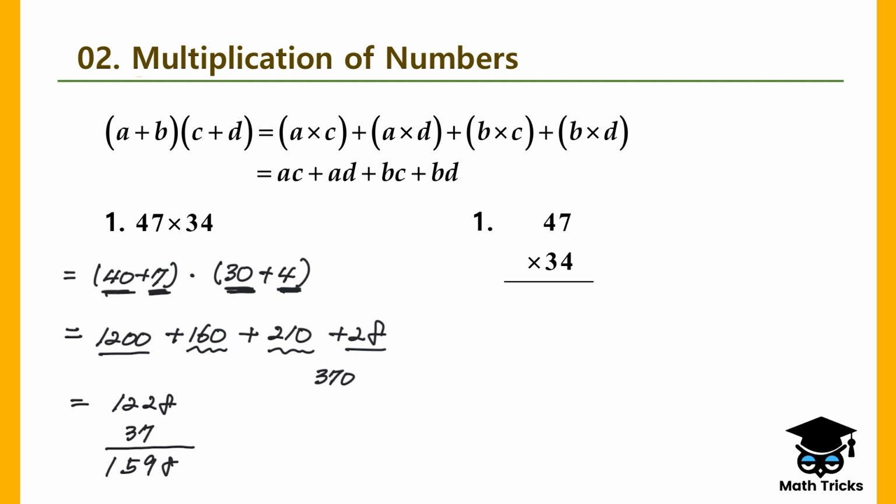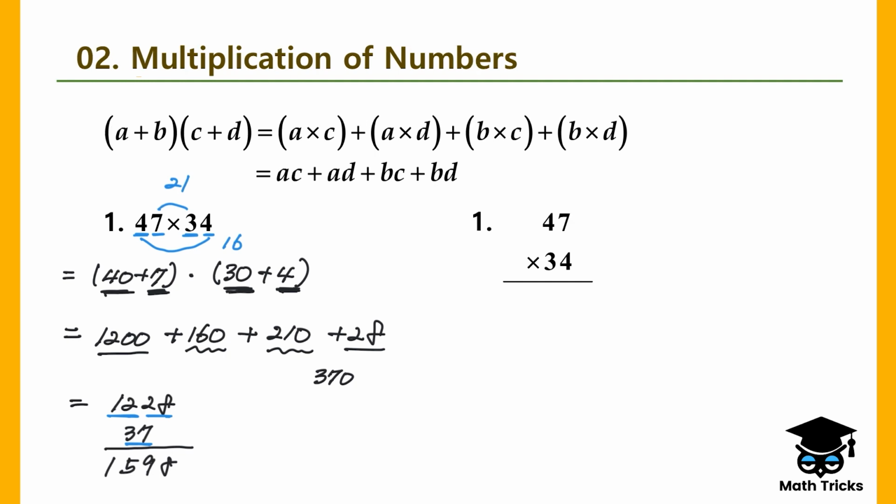So all you have to do is what? Multiply these two numbers right here. Multiply these two numbers. 7 times 4, 28. Multiply this number, 21, 16. Add them, that's 37 right here. And add these numbers, right?